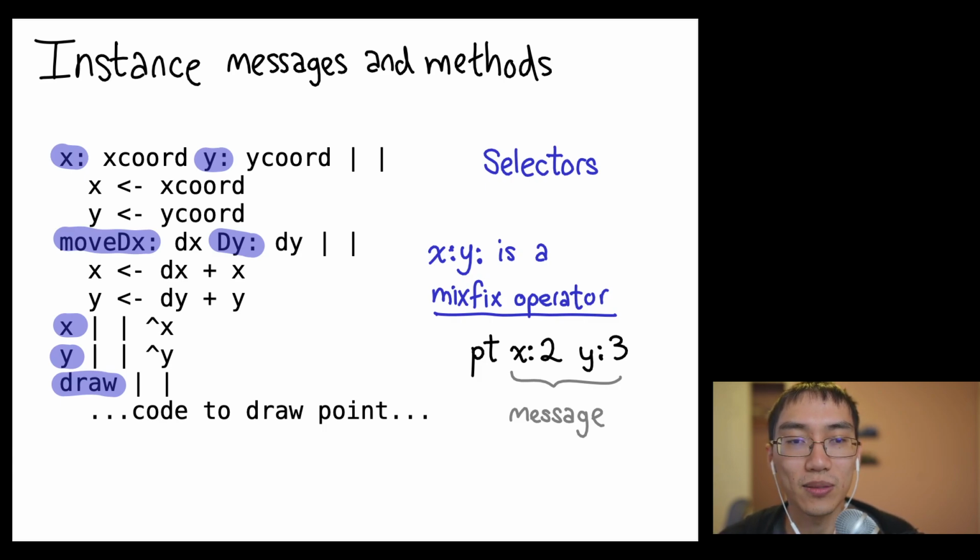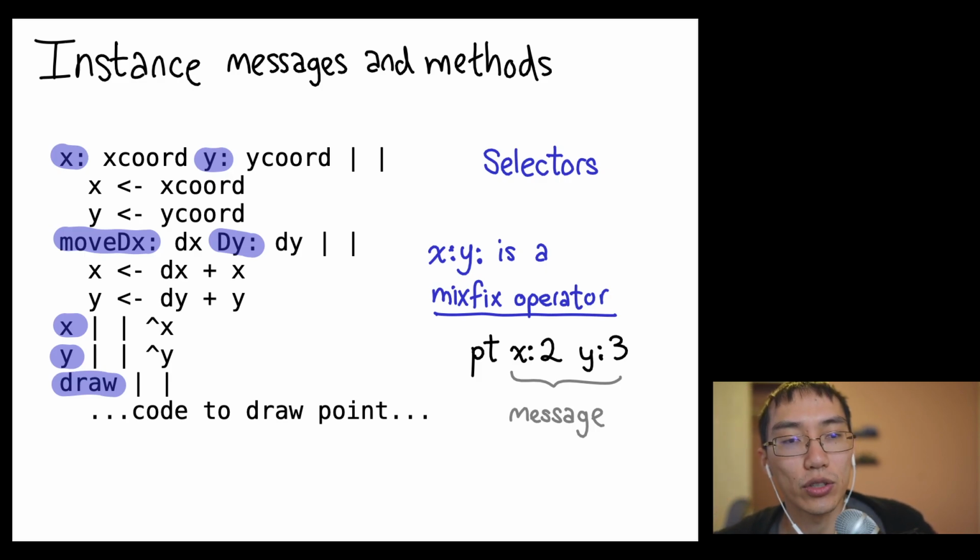Okay, so let's look at some Smalltalk syntax. This looks kind of wonky, but let's just chug through it. So what I've got here is a bunch of method definitions on a class. We're back to our good old-fashioned point class. What I've highlighted in blue are the selectors.